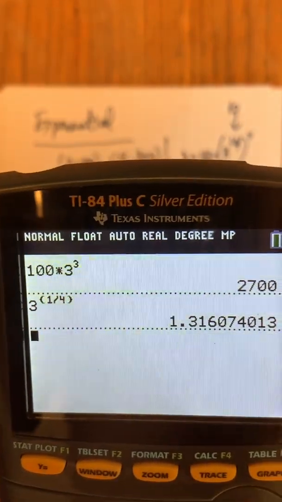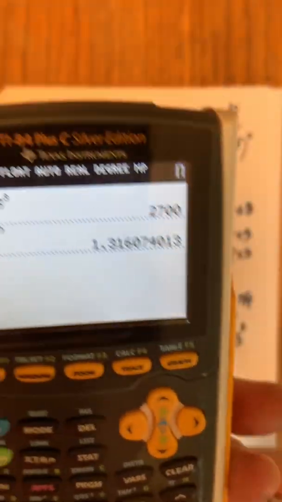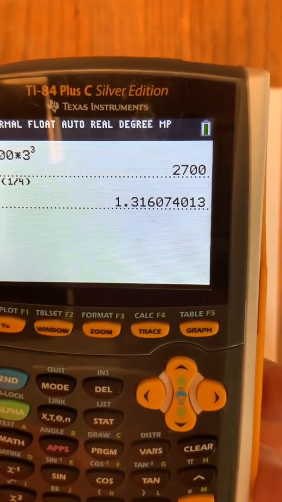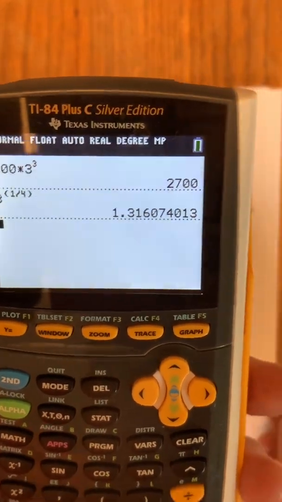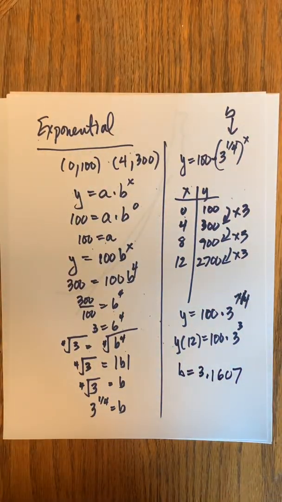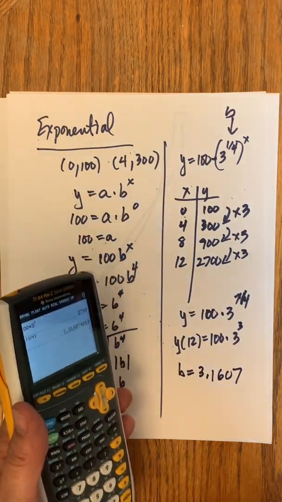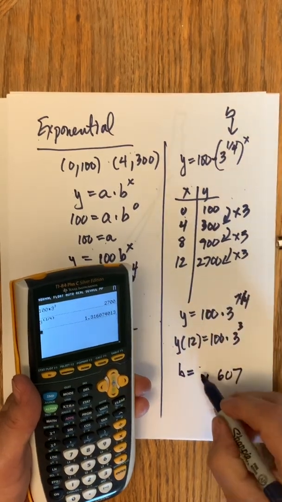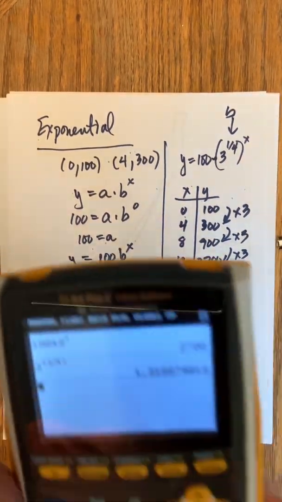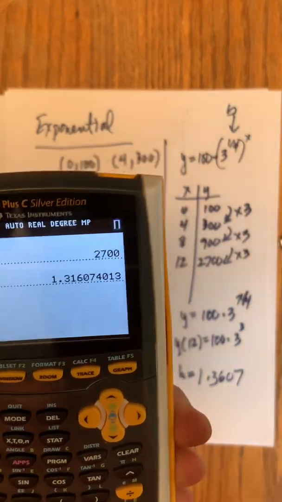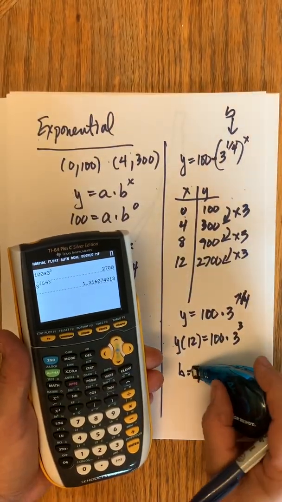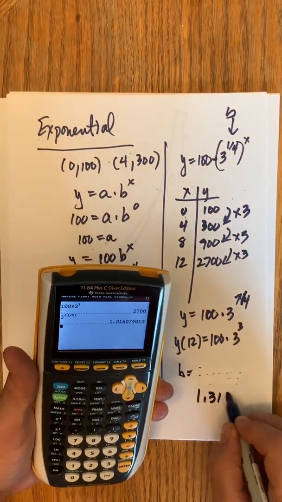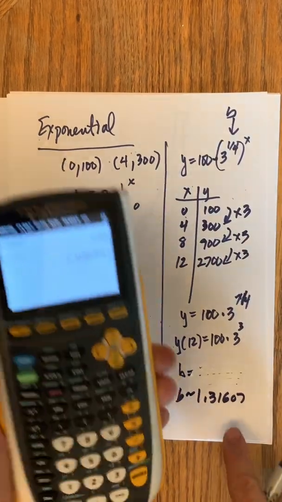And I get 1.31607. You do have to go quite a bit, so b, quite a few places out. Oops, I wrote it the other way around. Sorry, I switched these. 1.31607. Oh my goodness. I need to write it all out again. Forget this. 1.31607. And it's an approximation.